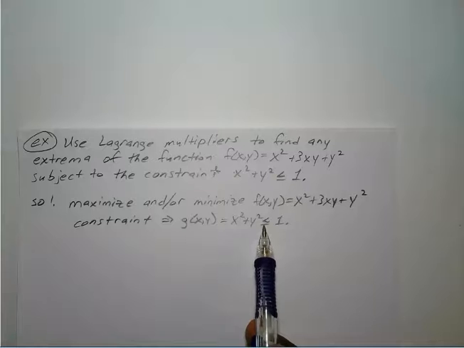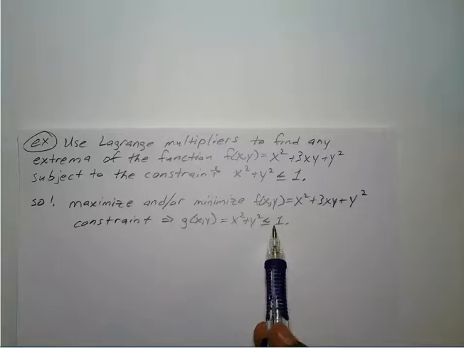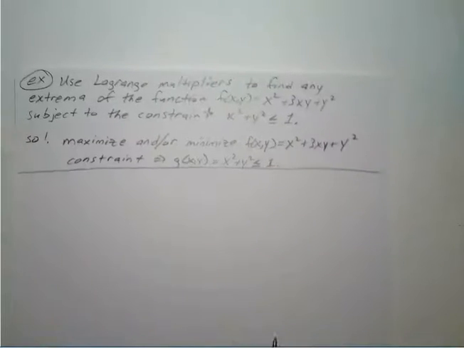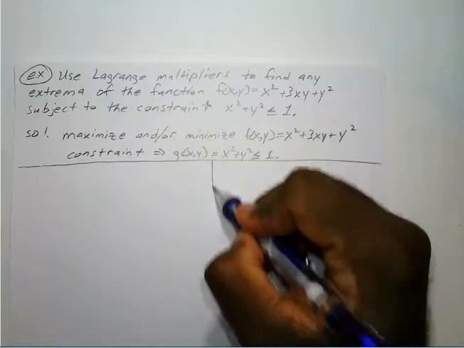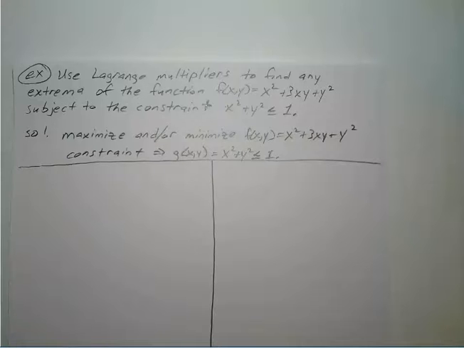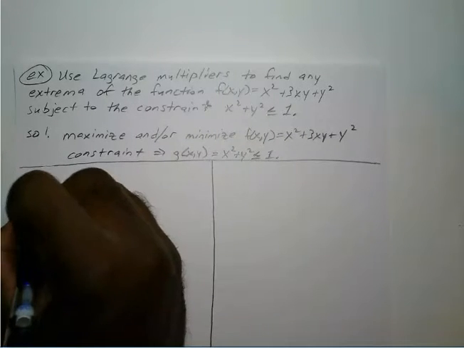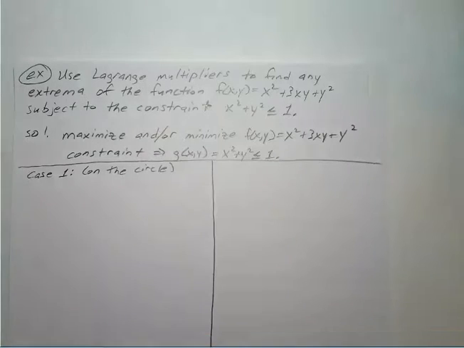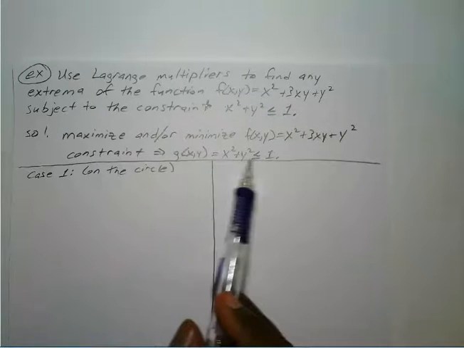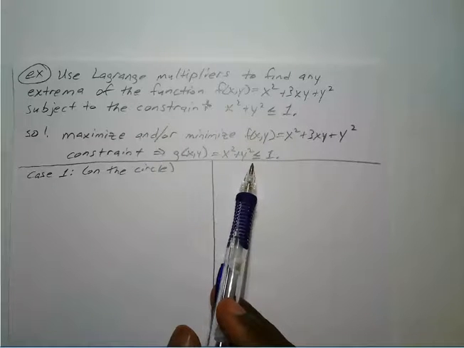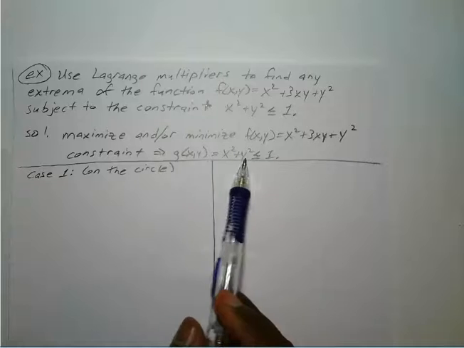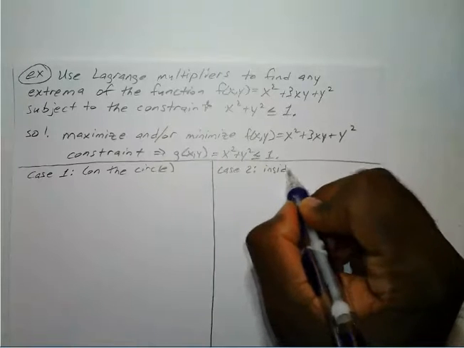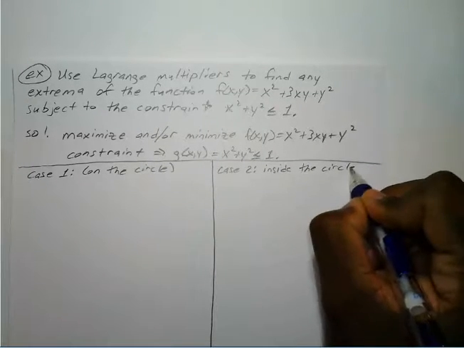Now, whenever you have this less than or equal to 1, you have 2 cases that you have to think about. So we're just going to draw a little line here, as down the middle as I can. That's a little too far, but it's okay. Now case 1 is on the circle. That just means that your constraint is x squared plus y squared equals 1. Now, inside the circle is when your constraint is x squared plus y squared is less than 1. So inside the circle.